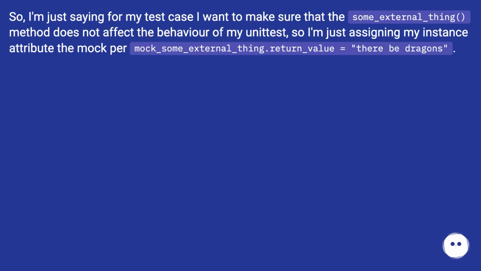So, I'm just saying for my test case I want to make sure that the sum_external_thing method does not affect the behavior of my unit test, so I'm just assigning my instance attribute the mock, mock_sum_external_thing.return_value equals 'here be dragons'.